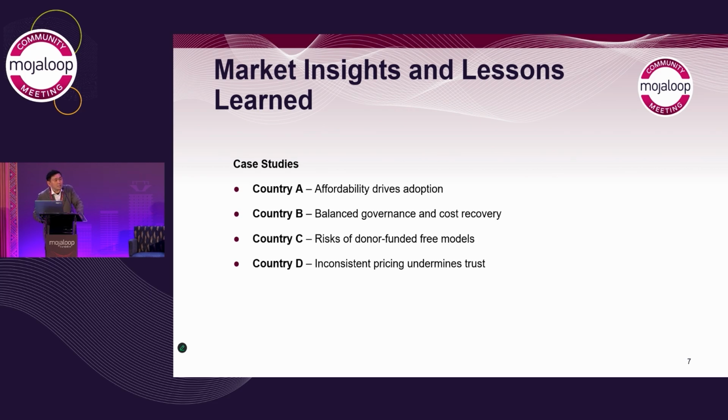The next one is country D, the final one. This one highlighted the problem of inconsistent pricing. Several DFSPs were allowed to charge different fees. This may create confusion, and more importantly, it undermines trust. Actually, when we do research, we learn from several countries. Now I put four countries as examples here.